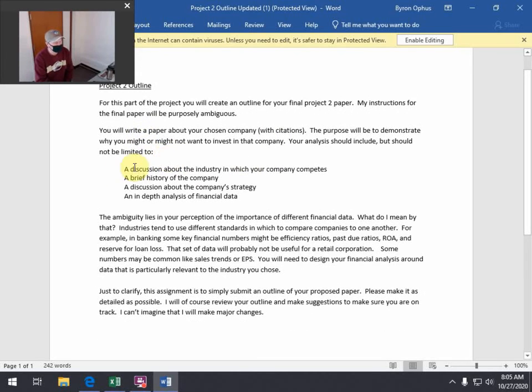Okay. I want you to have just a really brief discussion about the industry in which your company competes. Caterpillar competes in the heavy equipment industry, competes against the likes of John Deere and what are some of the other big ones? There's some of the foreign companies that it competes against. Yeah, Hitachi. There's another one that begins with a K, but I can't remember. Komatsu, yeah, there you go. So there's some of the competitors.